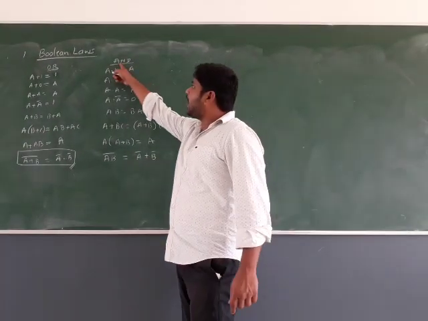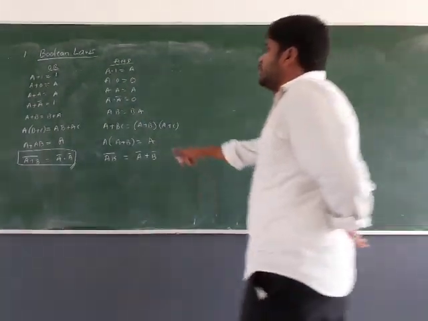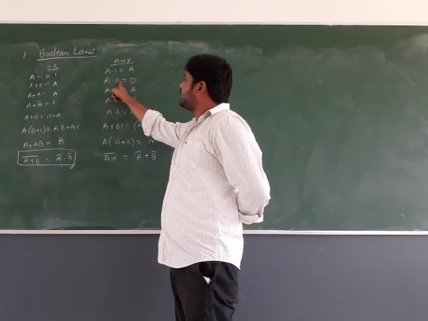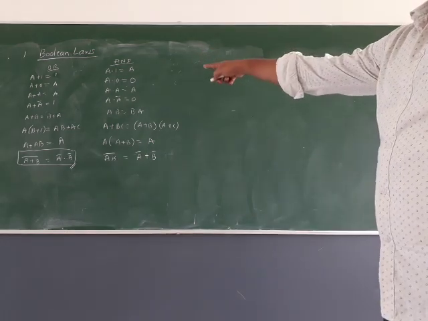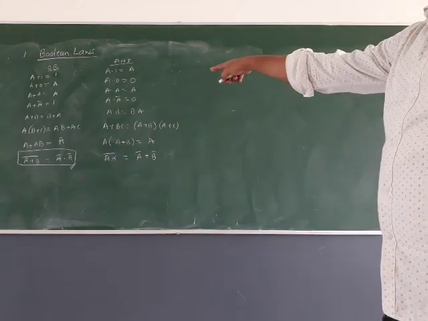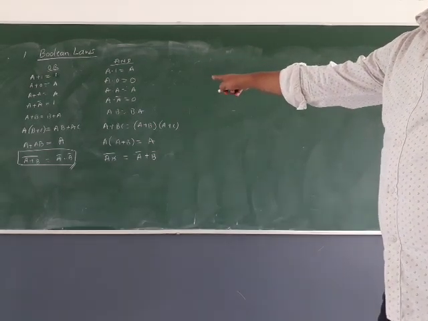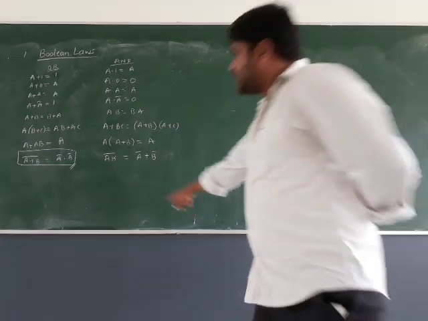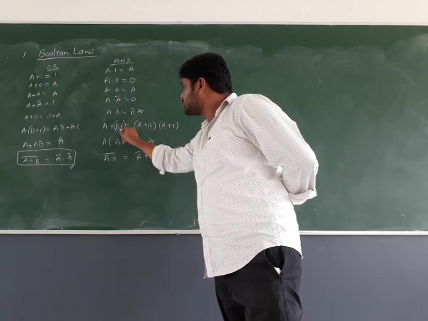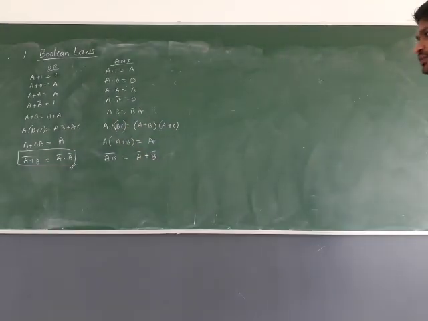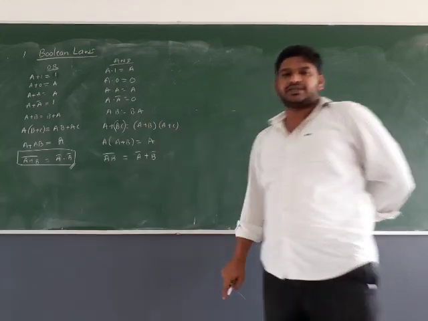Similarly, the set of AND operation oriented Boolean rules. A dot 1 is A, A dot 0 is 0, A dot A is A, and A dot A complement is 0. That dot we should read as the AND operation. A AND B is same as B AND A, and A plus B and C, for your reference you can put these things in brackets, is same as A plus B dot A plus C.